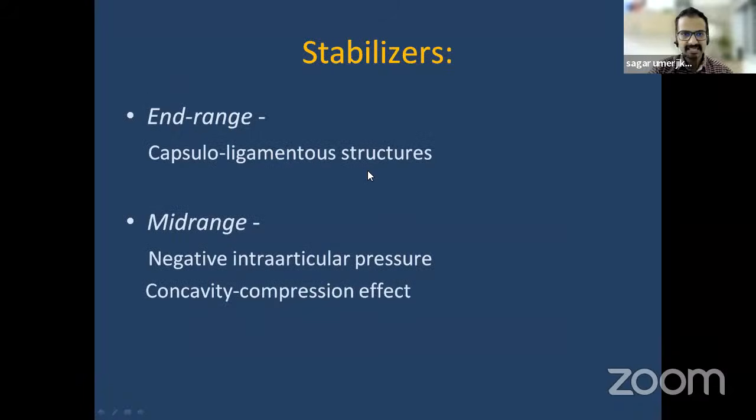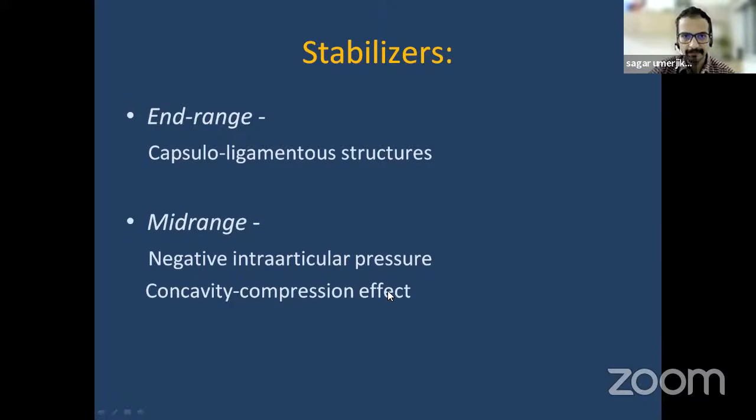So, as I mentioned, in the end range of movement, it's the capsuloligamentous structures which provide stability. These are very important to be intact for avoiding dislocation. And in the mid range, it's the negative intracapsular pressure as well as the concavity compression effect, and obviously the static stabilizers.